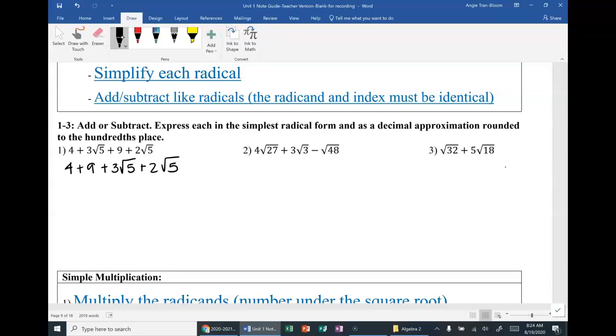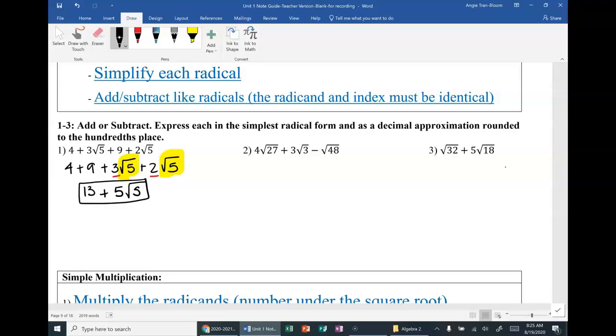So 4 plus 9 will give us 13. Now this is square root of 5 and square root of 5. Notice how both of them have 5 under the radical symbol. Now, notice I said square root, so that means the index is 2, which is identical. Once that's the same, then we know that 3 and 2 added together, you will get 5. You do not add the numbers under the radical symbol. So that's done. We box it up.